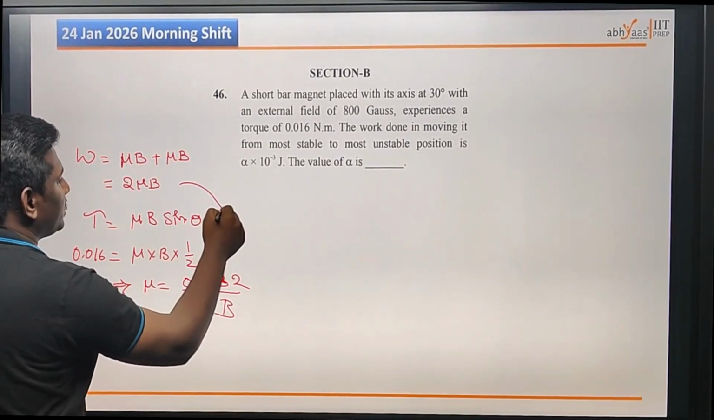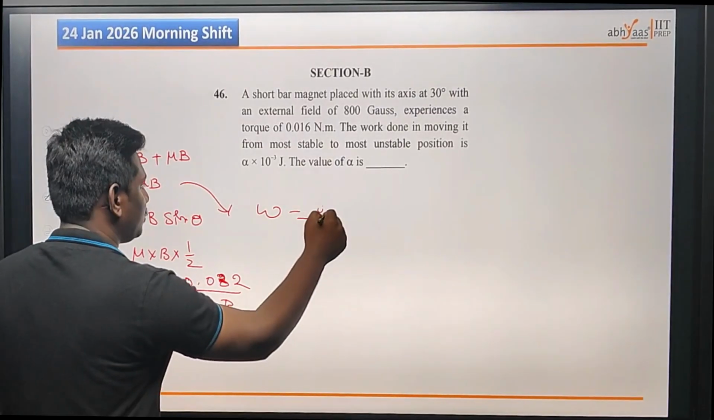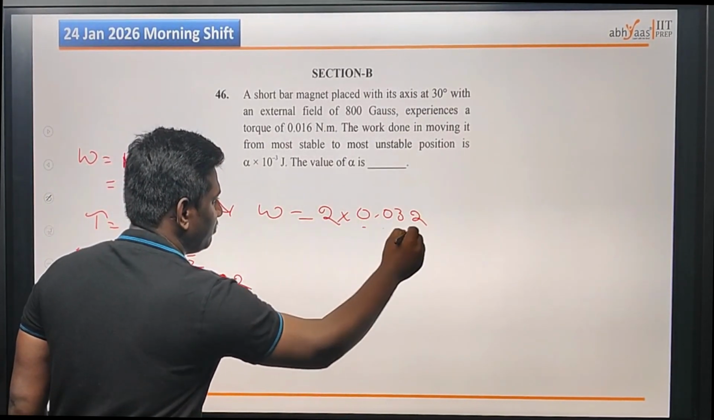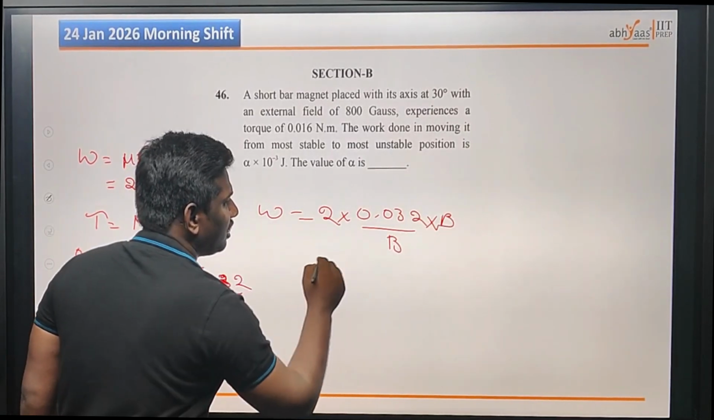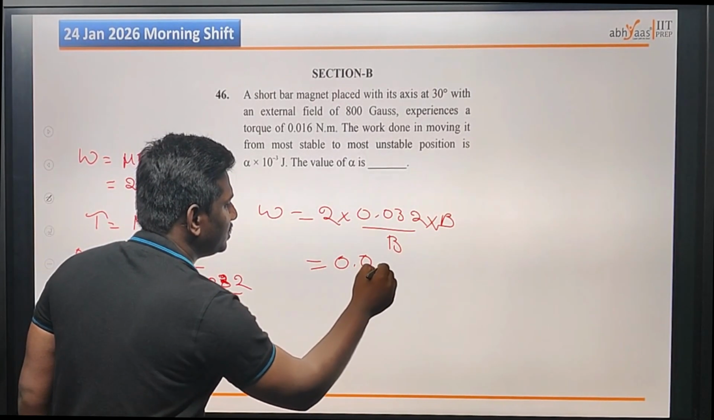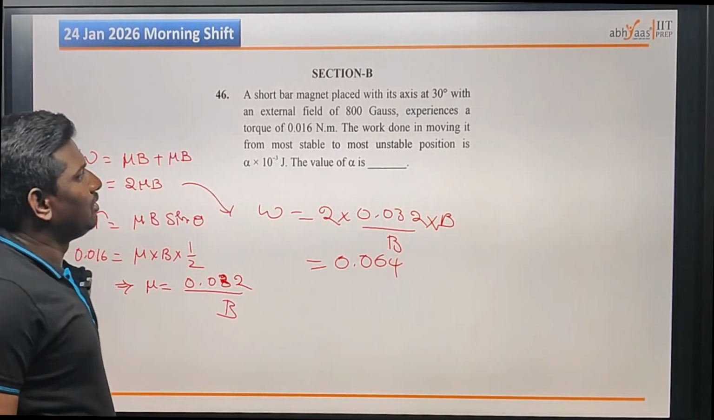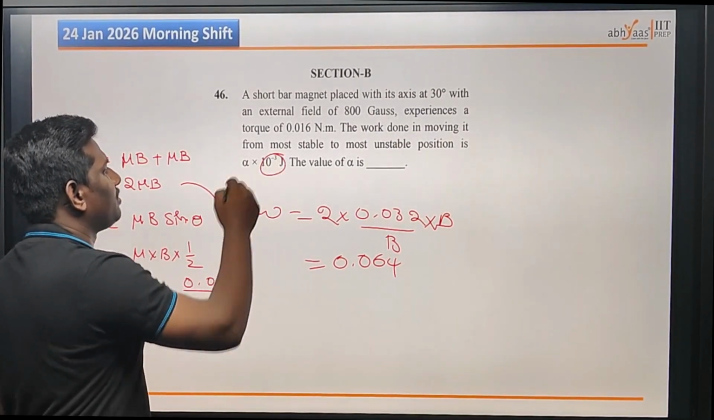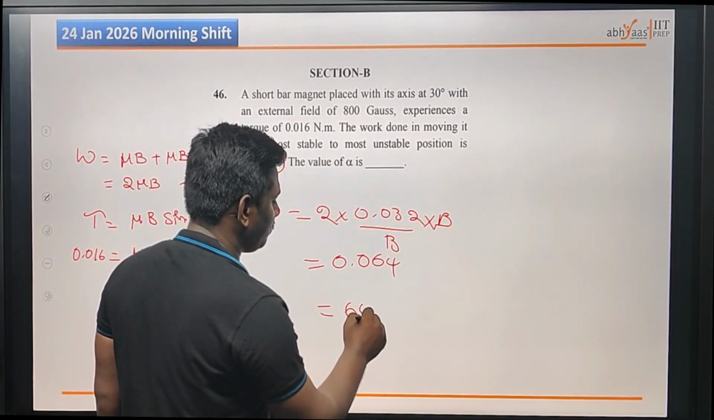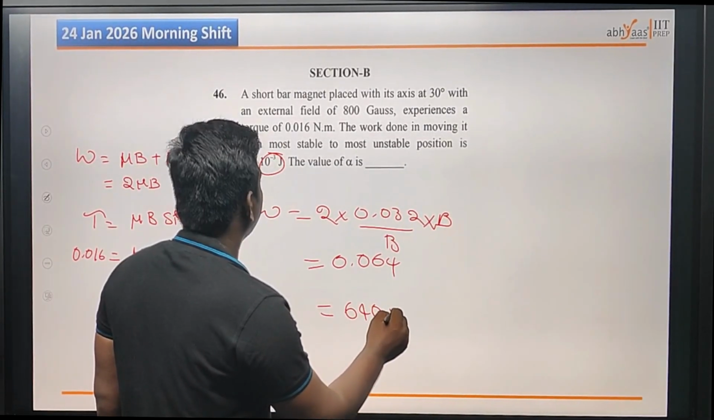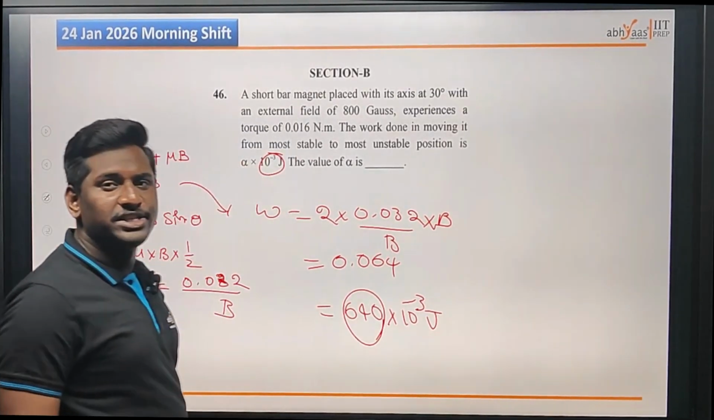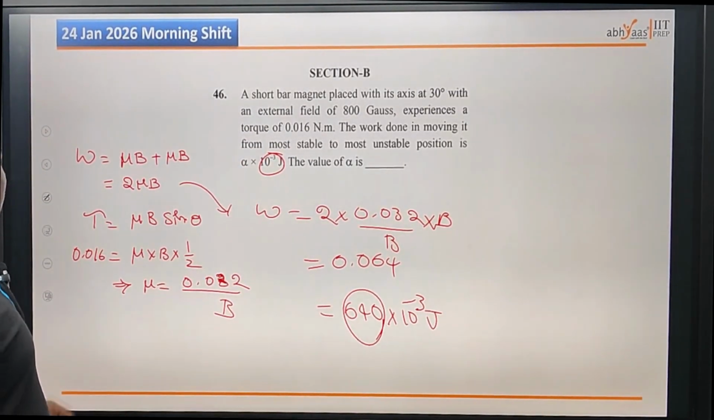So substitute in this work done formula, 2 into 0.032 by B into B. If you multiply with 2, you will get 0.064. What is the value? 10 to the power minus 3. You will get 640 into 10 to the power minus 3. So 640 is our answer.